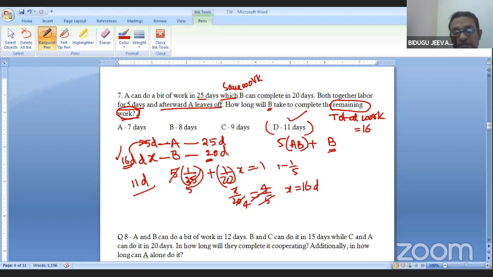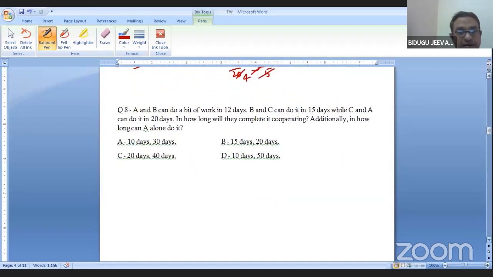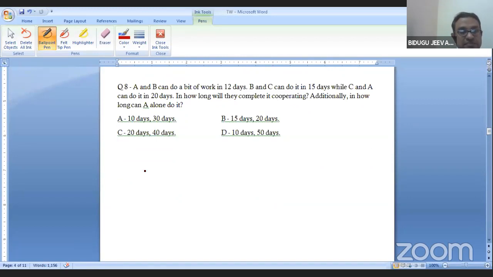This is such a beautiful question, very important for the exam. Now, question number 8. A and B do the work in 12 days. B and C do the work in 15 days. C and A, 20 days. How long will they take to complete working together? Additionally, in how long can A alone do it? What is the question given? How long they complete, cooperating, in the sense all together can do the work?